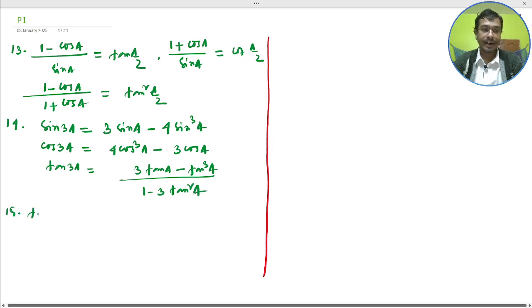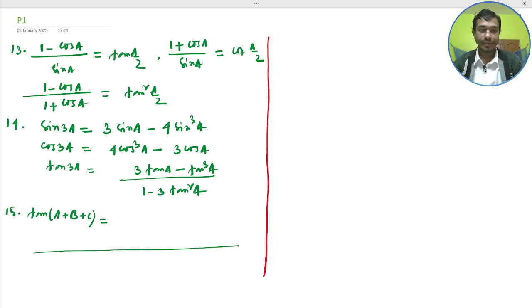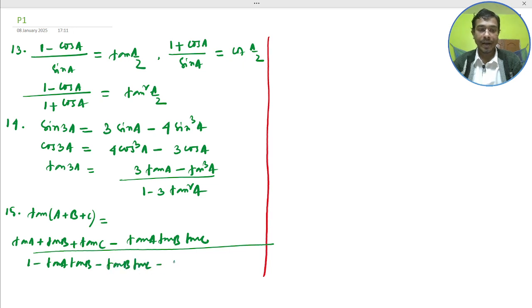Next, tan of a plus b plus c is equal to tan a plus tan b plus tan c minus tan a tan b tan c divided by 1 minus tan a tan b minus tan b tan c minus tan c tan a. Next, sin C plus sin D.